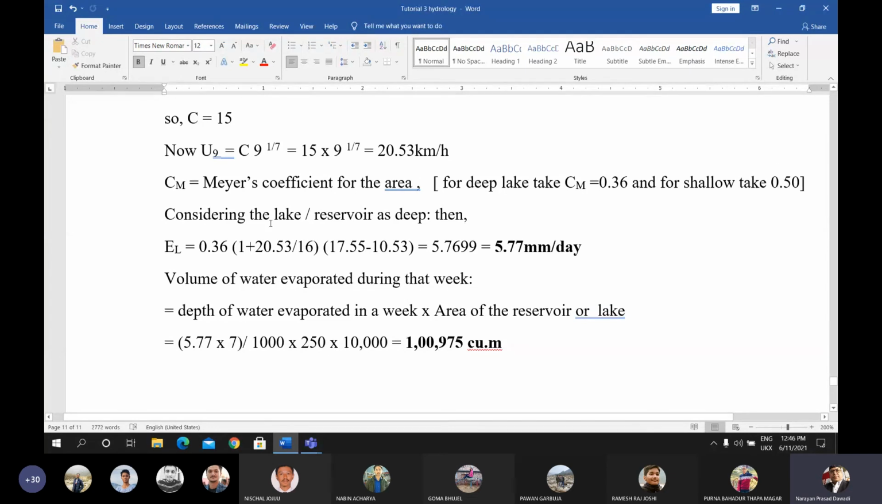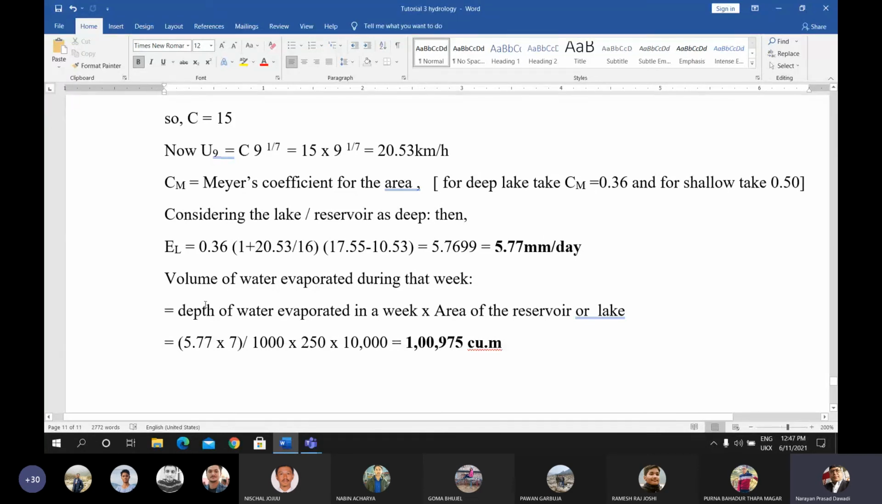I am considering the lake or reservoir as deep. Then EL is equal to 0.36 times (1 plus u9 by 16), where u9 is 20.53 divided by 16, times (Es minus Ea). This is the saturation deficit, which gives the evaporation loss from the reservoir as 5.7699, that is 5.77 mm per day. In terms of mm per day, this evaporation loss is calculated.